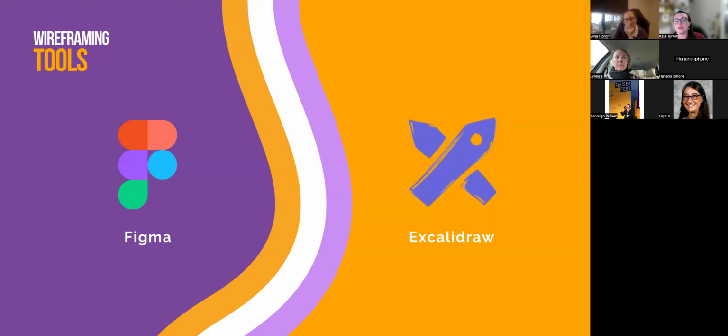I definitely started with Excalidraw. It's a completely free platform, and so it was just easy access. Figma also has a free side of things, and so you're able to do a certain number of projects within the free account. I now live on Figma.